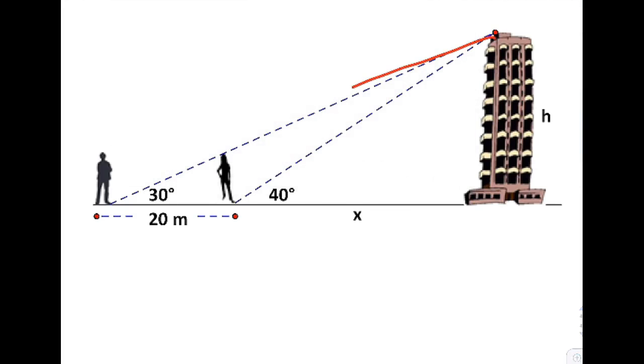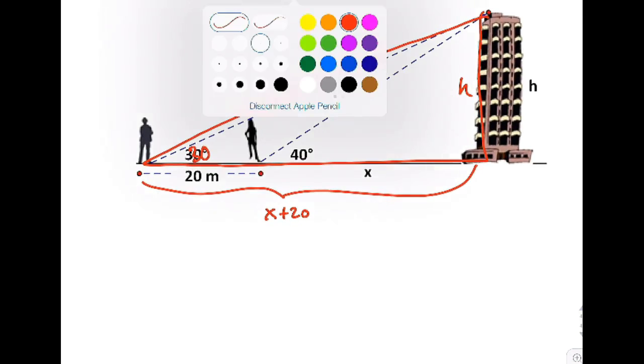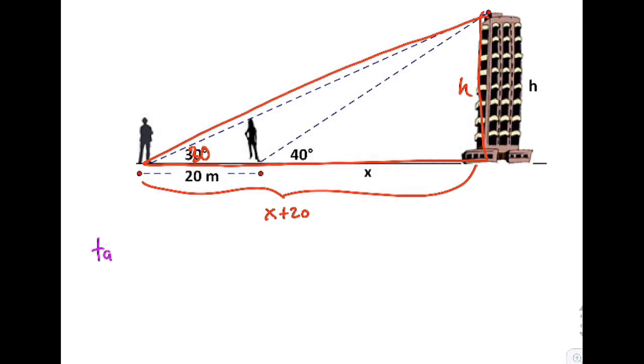So I have this big triangle, right, with height there, 30 here, and the bottom is x plus 20, because this part was 20 and that part was x. All right, so my first equation is going to be the tangent of 30 equals height over x plus 20.